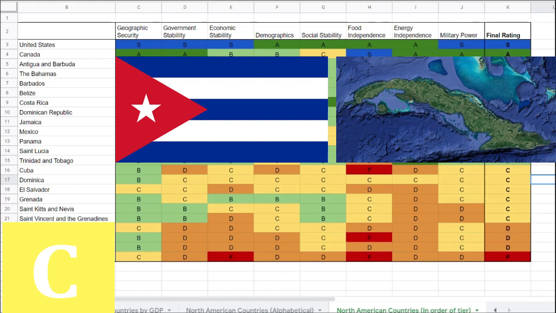Demographics is D. It actually looks similar to Canada's demographic pyramid, but Cuba does not have the luxury of receiving immigrants. Actually, it has a very high net emigration rate because it's a corrupt regime and people are trying to get out of there. That's why there's a lot of Cubans that immigrate to America. But social stability is C. It's mostly stable. It's a former Spanish colony, however.